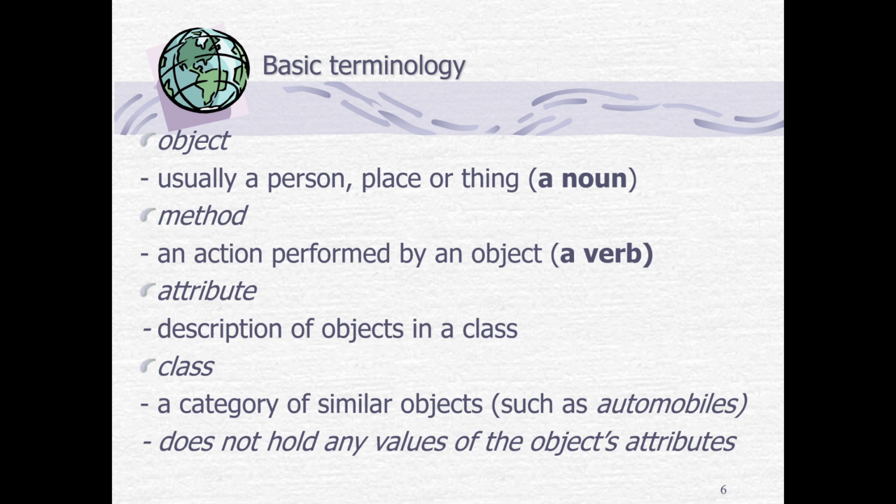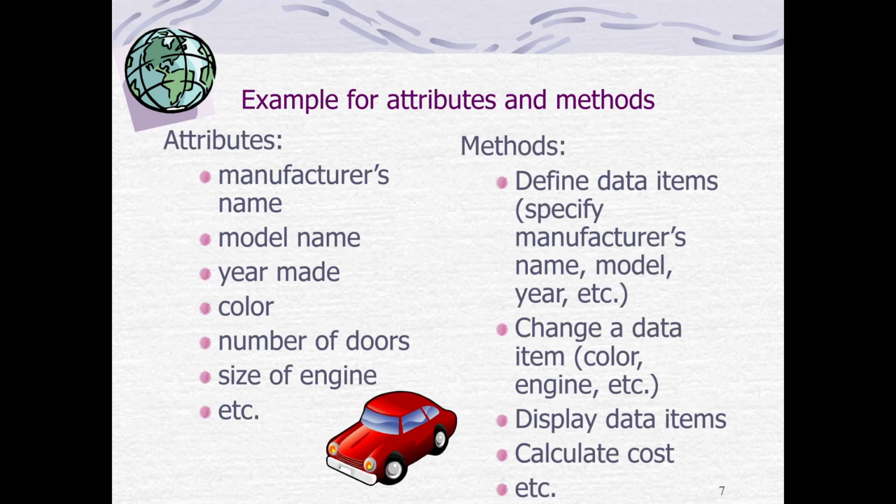Here we are going to see another terminology, attribute. The attribute is nothing but the description of the object, which is defined in a class. The class is similar to objects, but it does not hold any values of the objects. That is called a class.